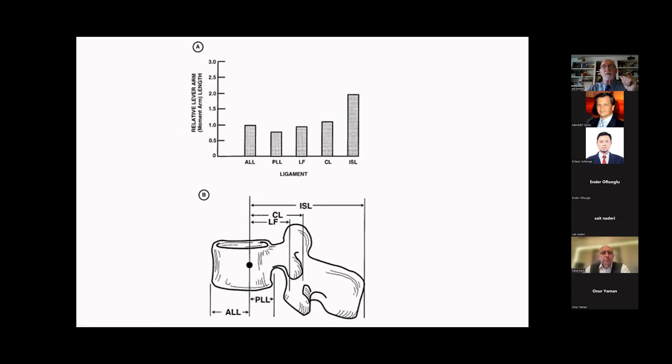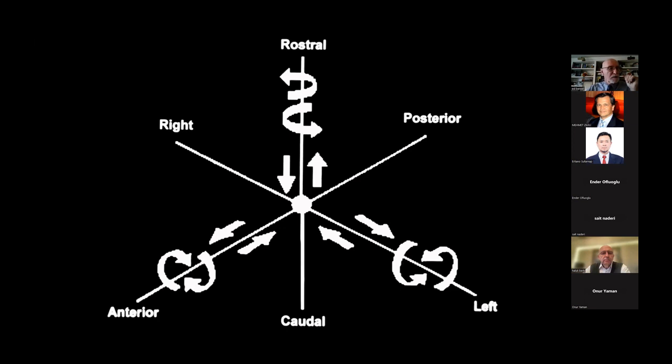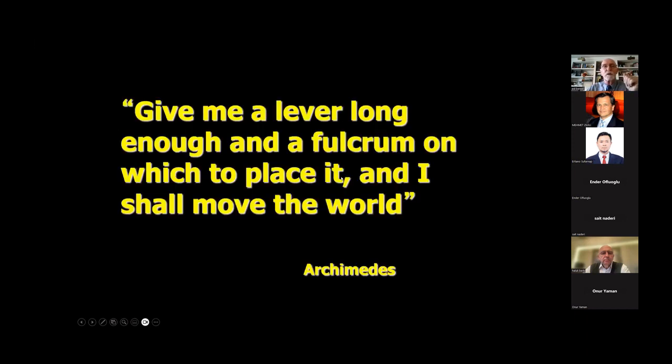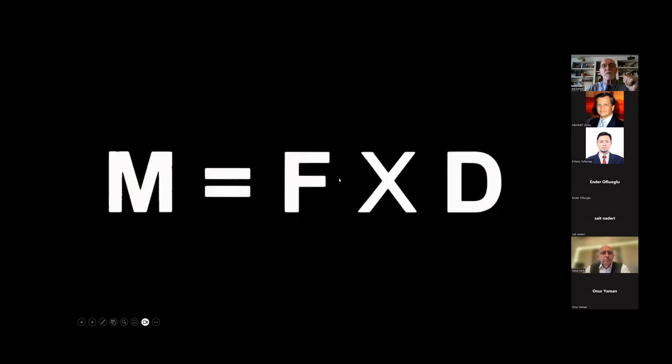an uninstrumented spine. We tend to think of the motions along or about the Cartesian coordinate system and the centroid of that system is the instantaneous axis of rotation, which moves. It's called instantaneous. It moves with loads. In this case, for example, it moved dorsally. Archimedes said, give me a lever long enough and a fulcrum on which to place it, and I shall move the world. Bending moment is the product of force times distance.